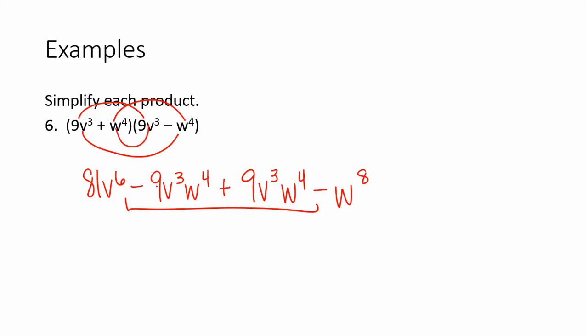Again, on the inside, our terms are going to cancel. So we end up with 81 v to the 6th minus w to the 8th. Hopefully you got that one right. If not, you can see where you went wrong and fix your answer.